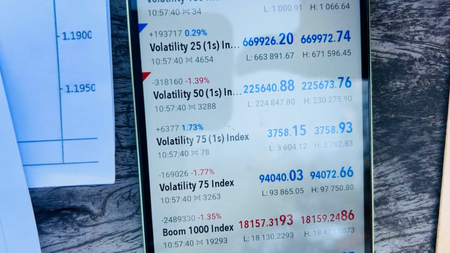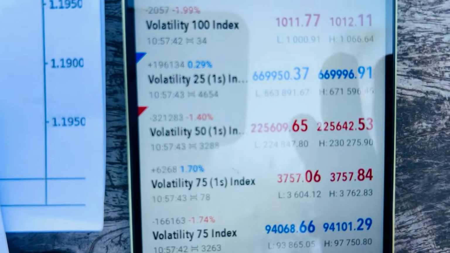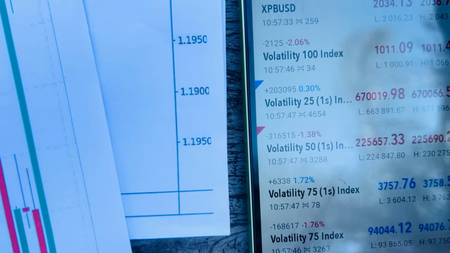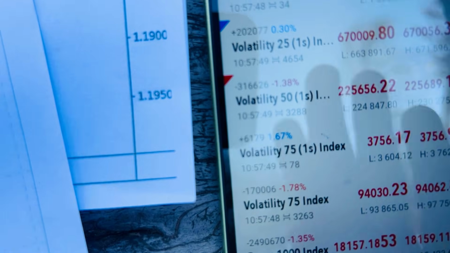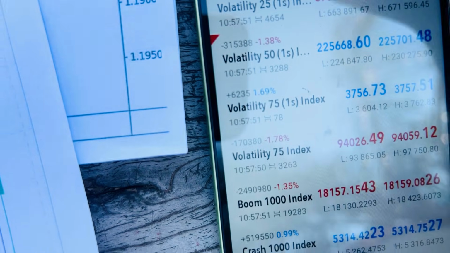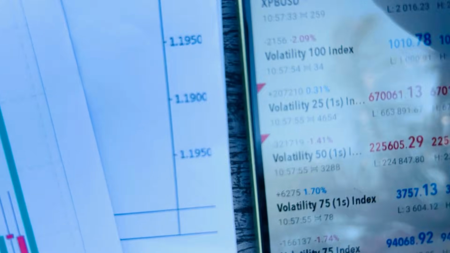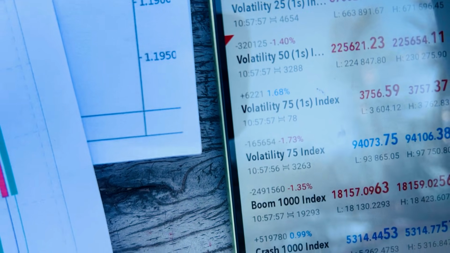Don't ever ignore the higher time frame. And when you enter with confirmation, don't be influenced just because you see someone trading. You are looking at the chart, you don't understand what's happening.